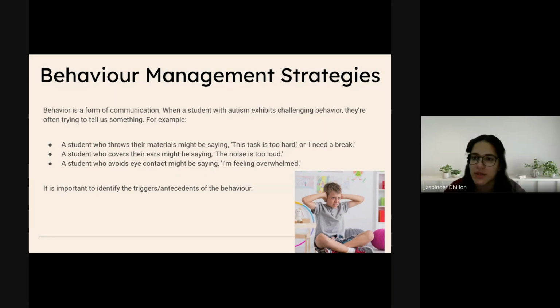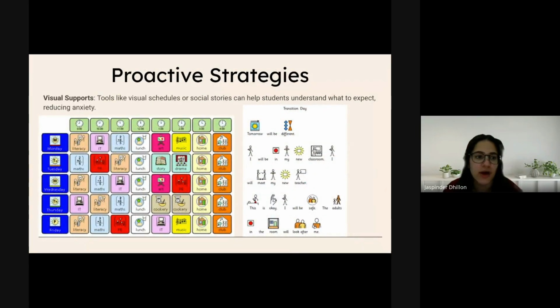Okay. So first we're going to be looking at the proactive strategies. So proactive strategies are something that are used to try and help prevent the challenging behaviors from occurring. So the first one is visual supports. So tools like visual schedules, social stories, visual cues can help students understand what is expected of them. And so the first one I've shown here in the image on the left is of a visual schedule showing the day's activities with timings.